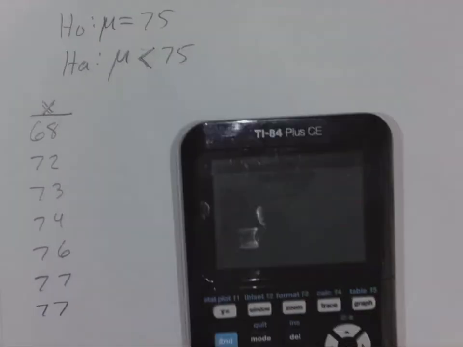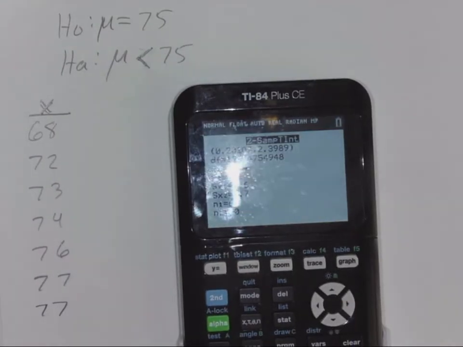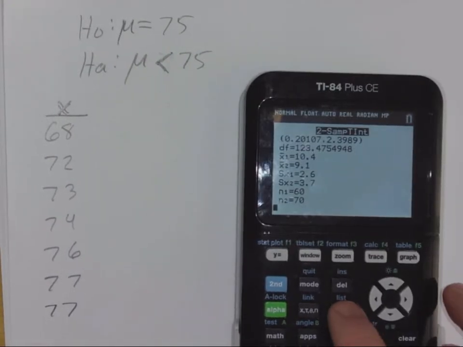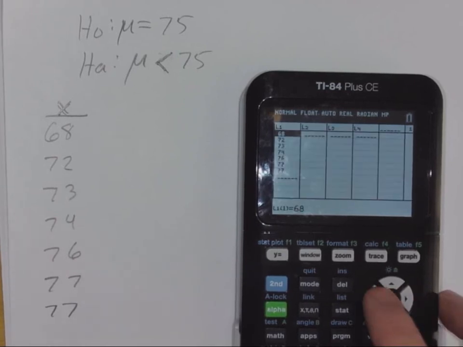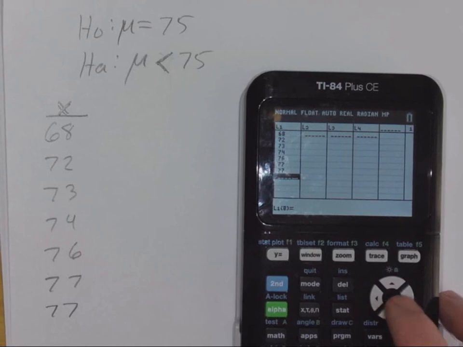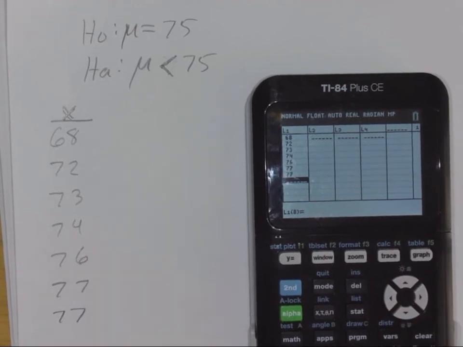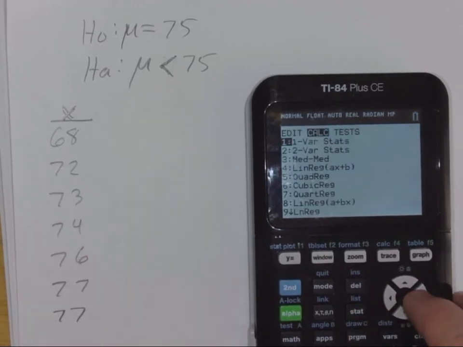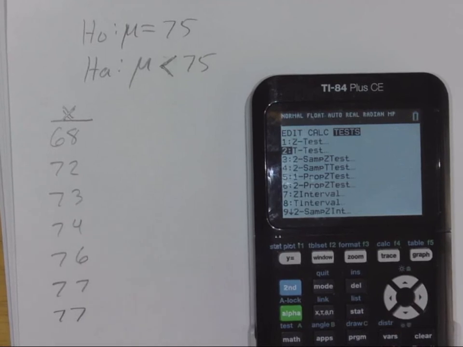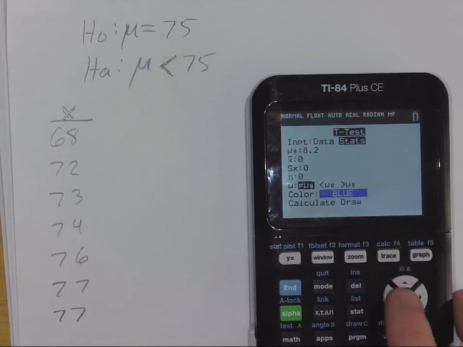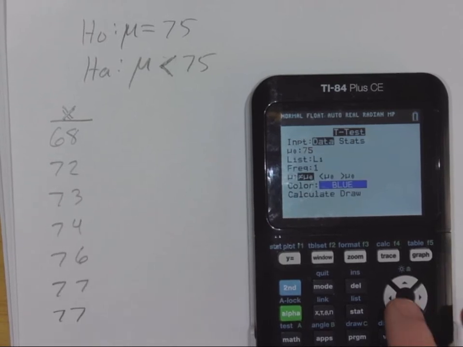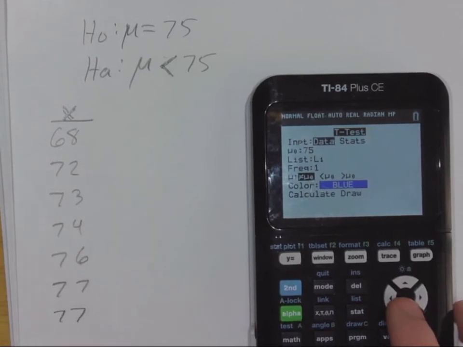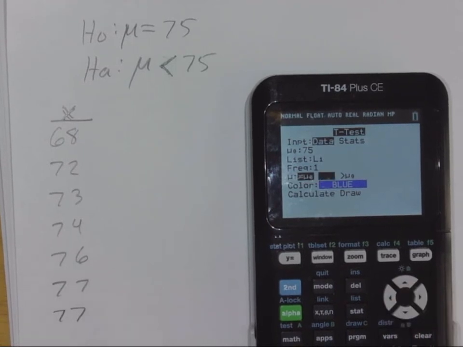Well, what we would do is, we aren't given the stats here, we're given the data. So we will put this in list 1. We will go stat, and we will go edit, and put all those values in list 1. Now we'll do a t-test with that data. So we would go stat, test, and do a t-test, in other words, a 1 sample t-test. We're working with data now, and so our null hypothesis value is 75. We put our data in list 1. Frequency is 1. The alternative here is less than. And so we would go calculate.